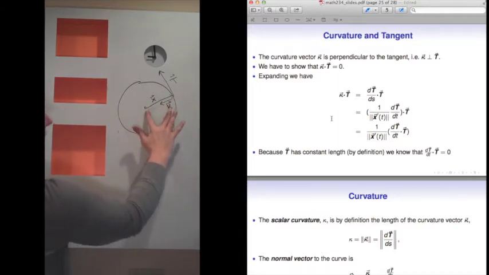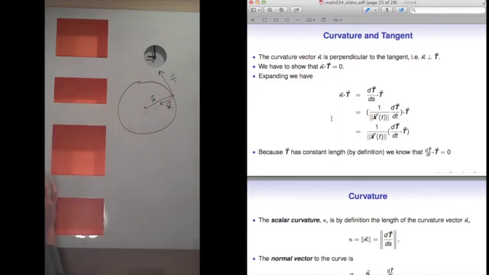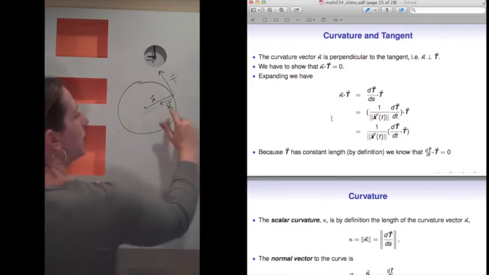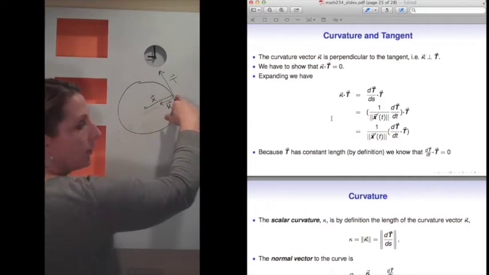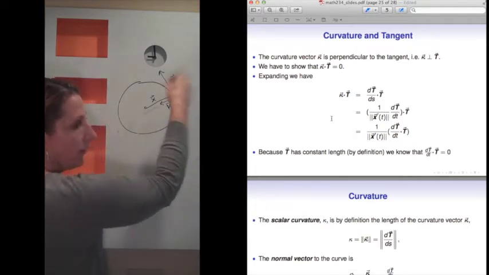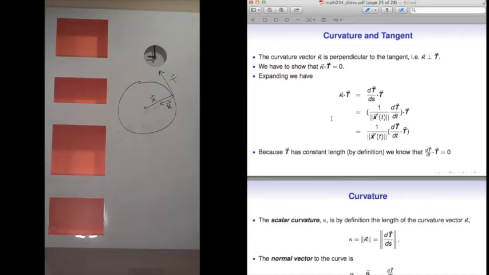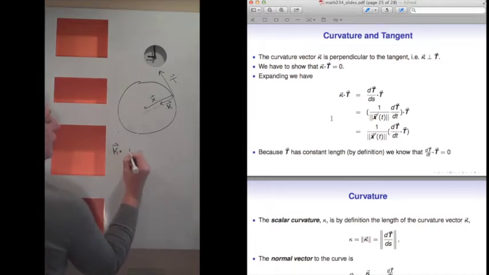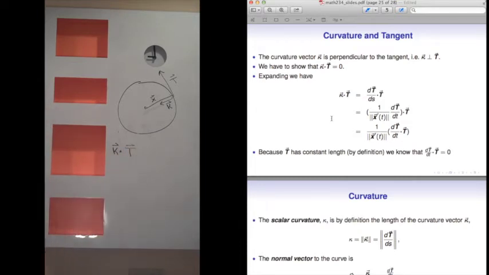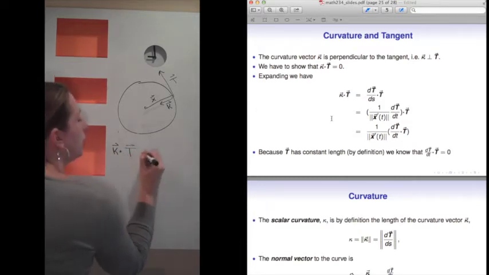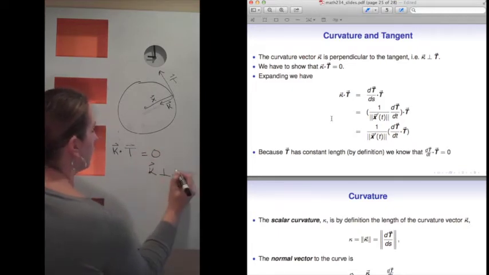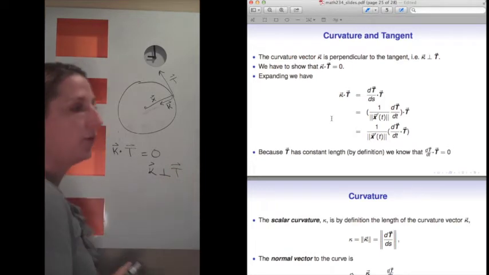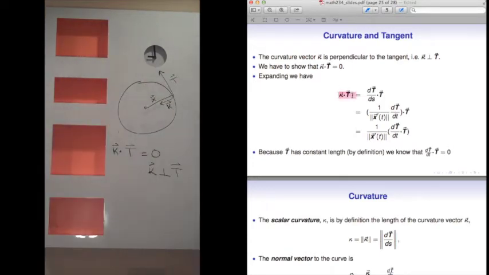So the reason that happens here is because everything is mushed into the plane, right? But it will always be the case that the curvature vector is perpendicular to this velocity vector, or this unit tangent vector. Okay, and all we really need to show here is that the dot product of these things should be 0. So that's a necessary and sufficient condition for this to hold. Okay, so we want to compute this.